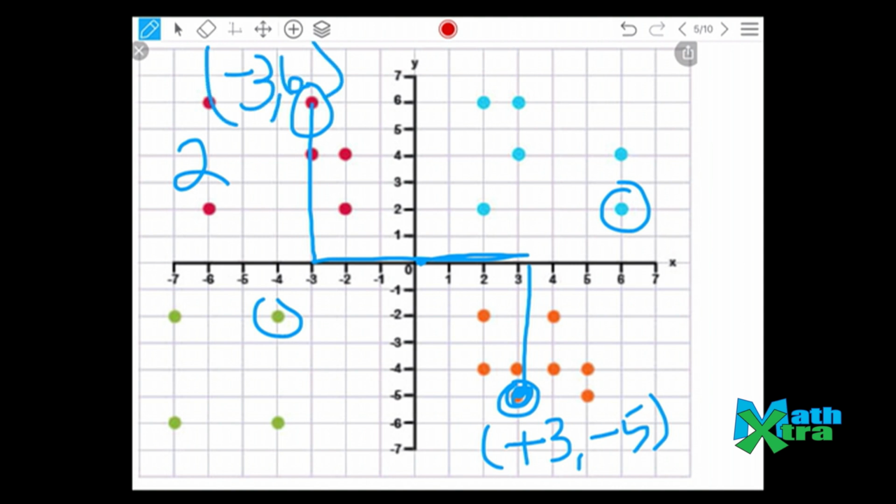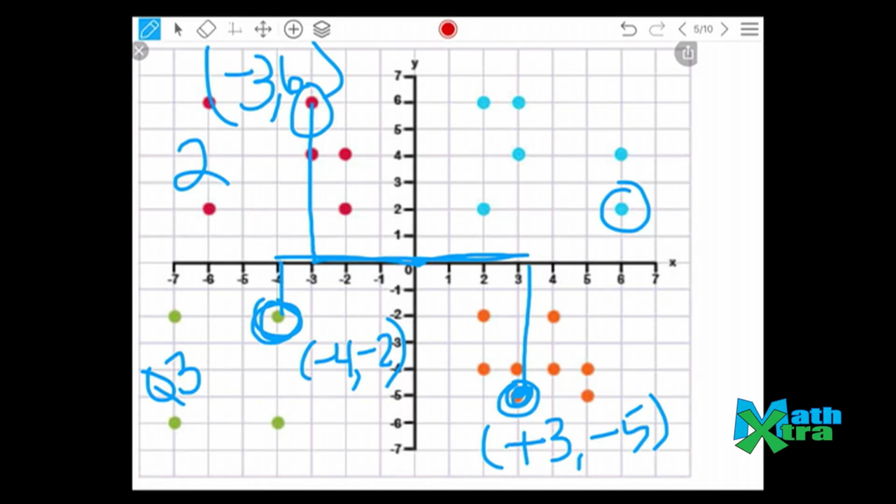I'm going to show you one more, well, 2 more. We're going to start at the origin. We're going to look for this green dot that's circled. We're going to go back 4 spots and down 2 spots. So this is in quadrant 3, and this point would be -4, -2.